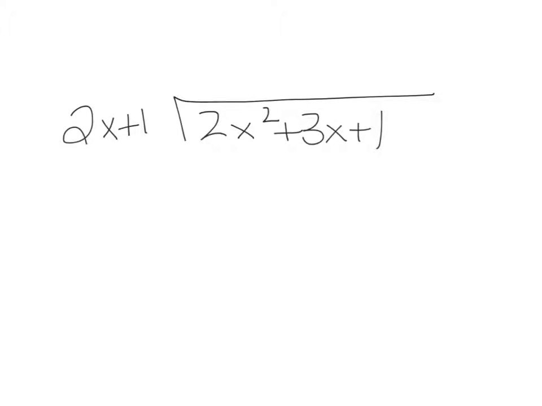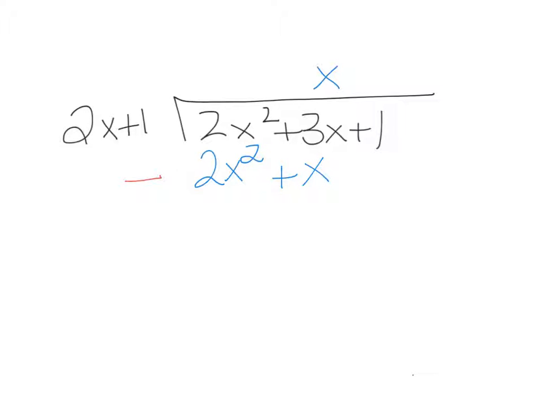Number 2 was a long division problem. So we're going to take 2x plus 1 and divide it into 2x squared plus 3x plus 1. To make my 2x look like 2x squared, I need to multiply by an x. x times 2x is 2x squared, and these match, which is exactly what we wanted to happen. 1 times x is plus x.